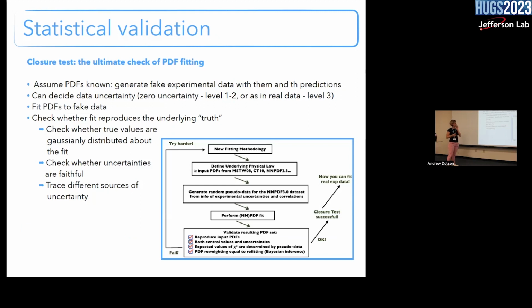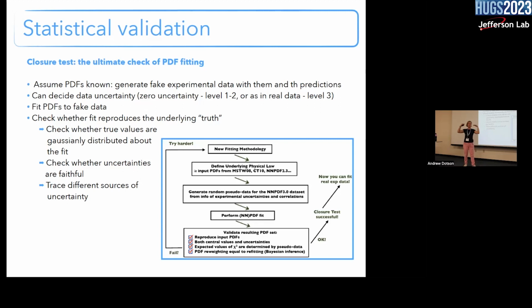And this is the idea of the closure test that I think now all the collaborations are trying to do. The idea of the closure test is a statistical principle: you assume that there is a known law of nature. So assume that the PDFs are known, that nature revealed that the true PDFs are the MSHT 2008. And you generate the data based on these PDFs, knowing the law of nature, with the theoretical prediction. And then you fit the PDFs to this fake data, and you check if your fit is able to reproduce the underlying truth, okay?